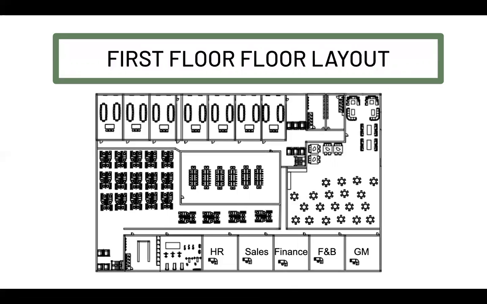At the bottom, we have the offices for the general manager, the F&B manager, the finance, sales, and HR. So these are all manager offices. Next to that, we have the fitness area and changing rooms for the staff, as well as some cubicles for the rest of the employees, the sales and marketing team, the HR team, the finance team, etc. And the associate lifts and stairs down in the bottom left corner.